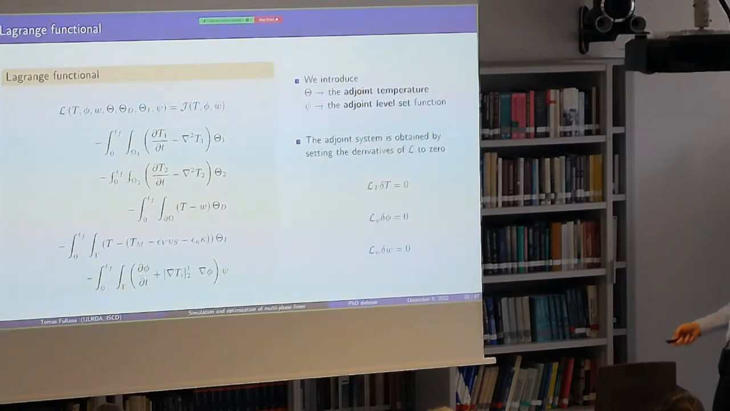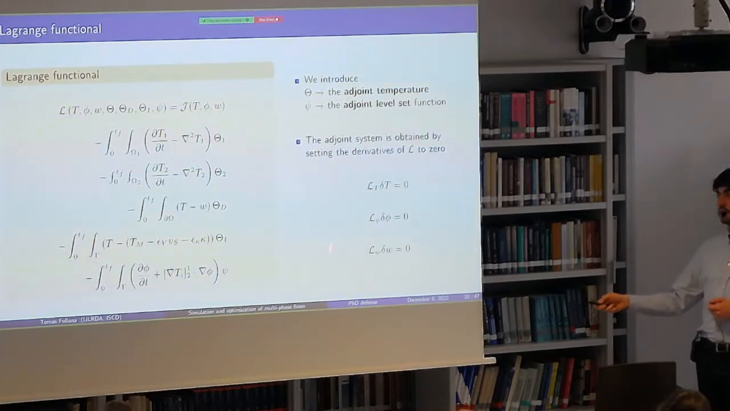And what we want to do is find the adjoint system by setting the derivatives of this Lagrangian to zero in the direction of T, in the direction of phi, and in the direction of W, which will give us the optimality condition.